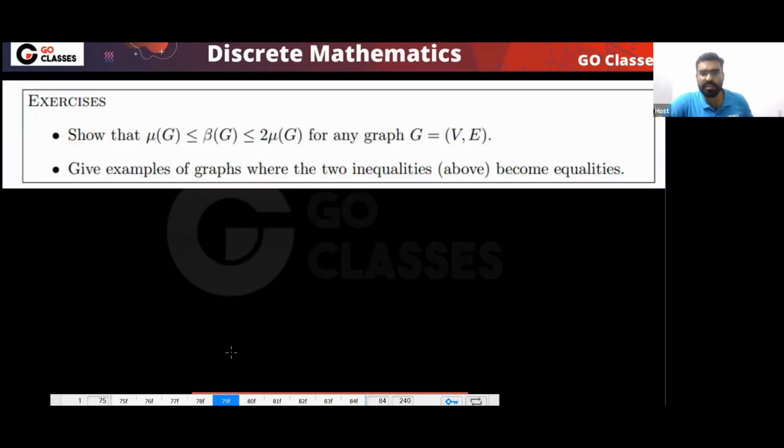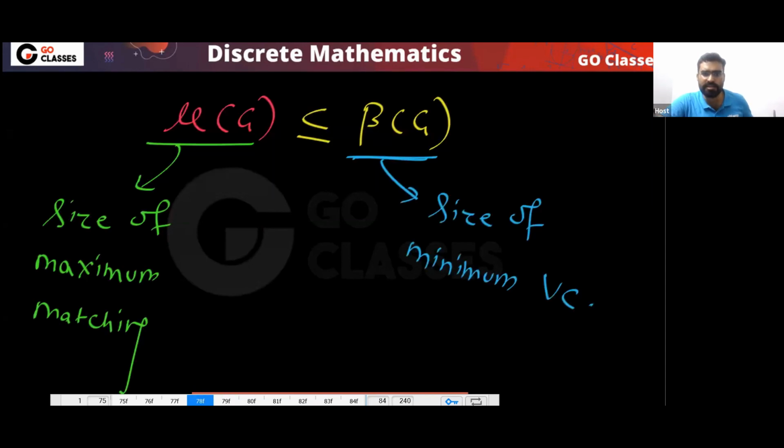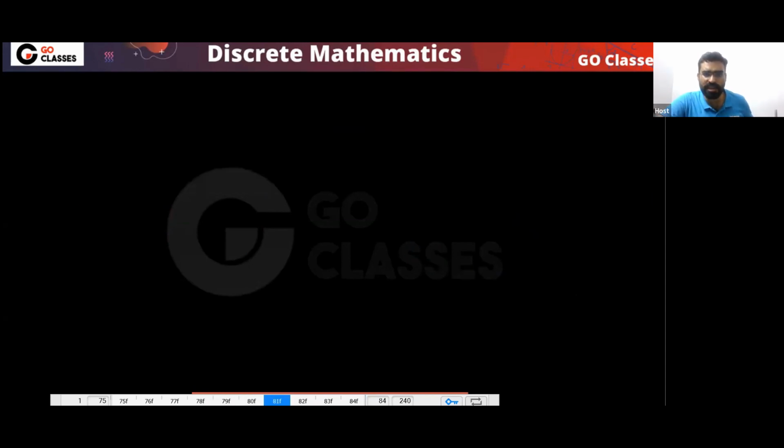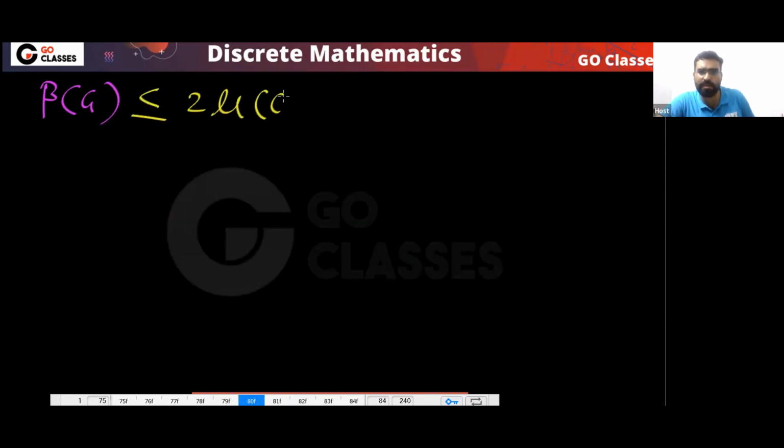There is one more interesting thing. This beta, the vertex cover number, is less than or equal to double the maximum matching. How to prove this relation? This relation is saying that beta, the vertex cover number, is less than or equal to twice the maximum matching number. Okay, how to prove this?